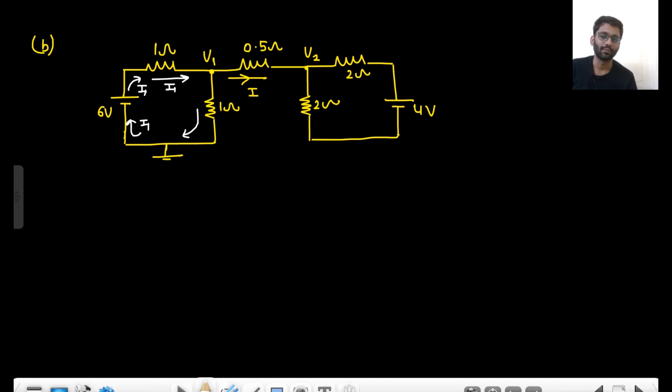Why so? Because this I1 current has two paths. One path is this and one path is this. So this I1 is the addition of these two currents. So you can't really say that your I1 current is flowing like this. But let's move on to this part.